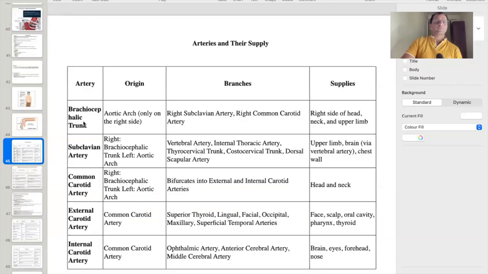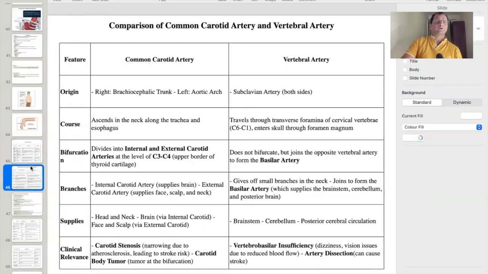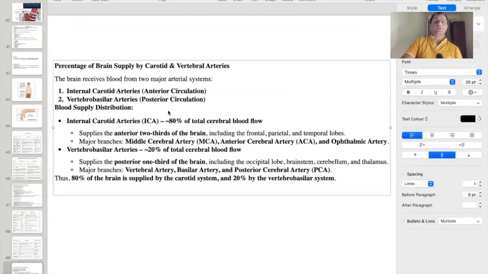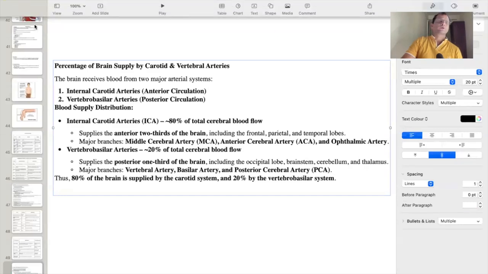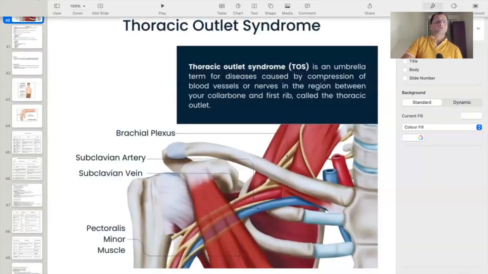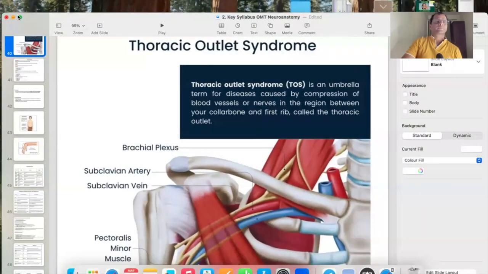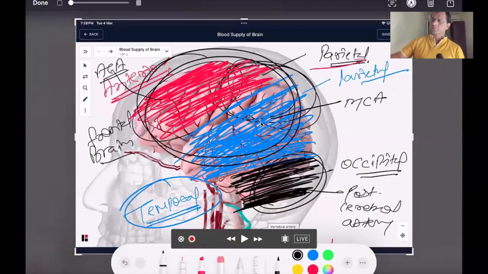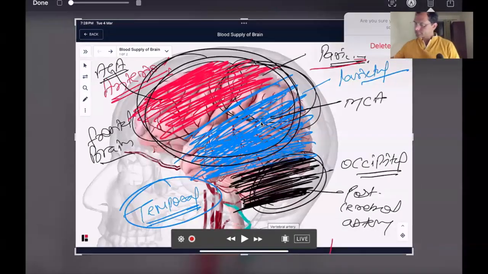ये आर्टरी, ब्रेकियोसेफेलिक ट्रंक, ये सब आर्टरी, origin, everything is written here. But before giving this PDF, you should understand the meaning, then only this PDF will be useful for you. Otherwise, you will not be able to understand, right? So, let's see here.